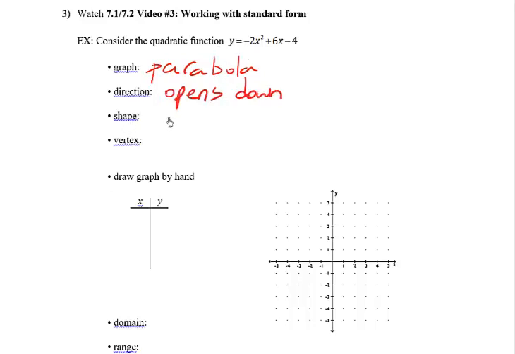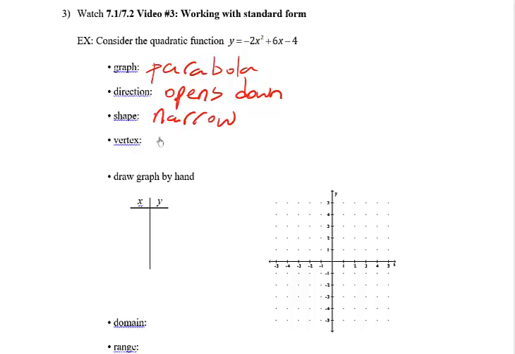When I say shape, I'm talking about that wide, narrow stuff. That was also communicated to us by the a, specifically the value portion of the a. So ignore the positive, negative, just focus on the value part, which would be the 2. If that 2 is bigger than 1, then that tells you this parabola will be on the narrow side.